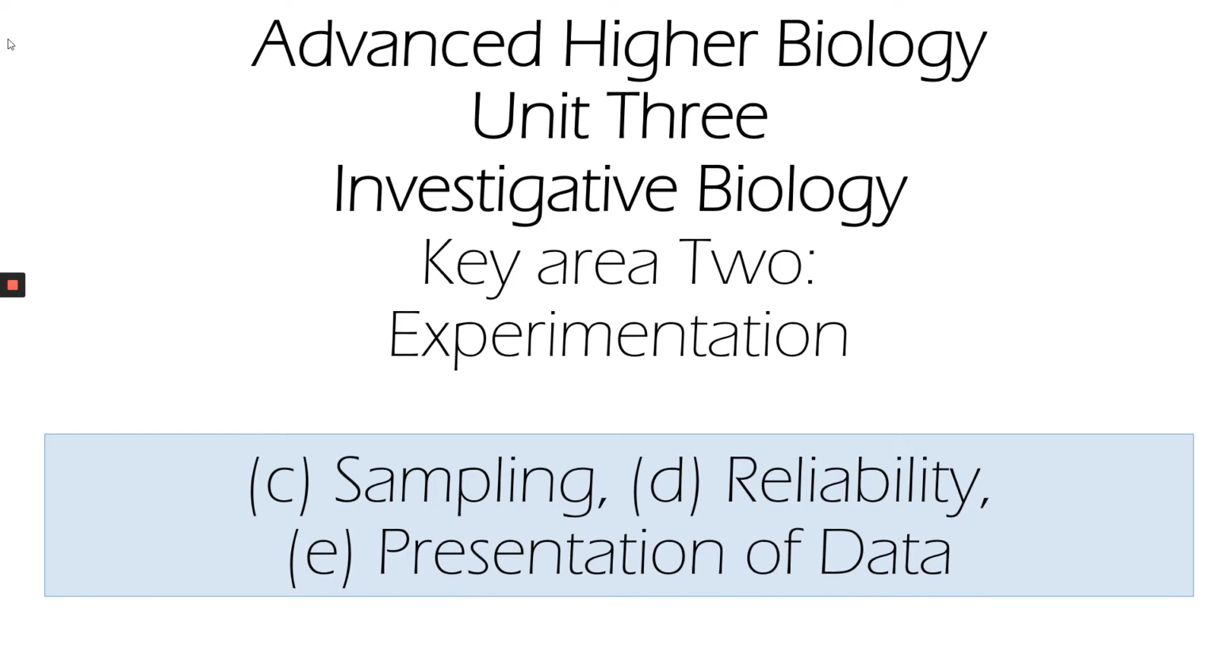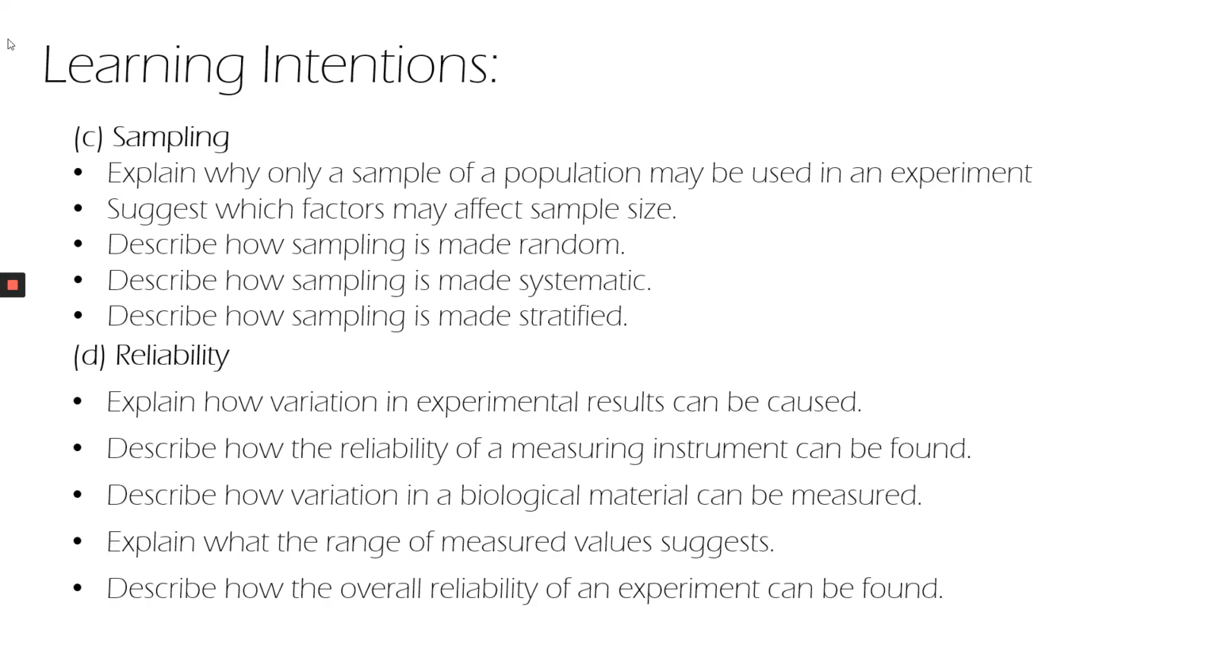We look at Advanced Higher Biology, Unit 3, Investigative Biology, Area 2, Experimentation, specifically sampling, reliability and the presentation of data. We'll explain why only a sample of a population may be used. We'll talk about factors affecting sample size and how it can be made random, systematic, or stratified.